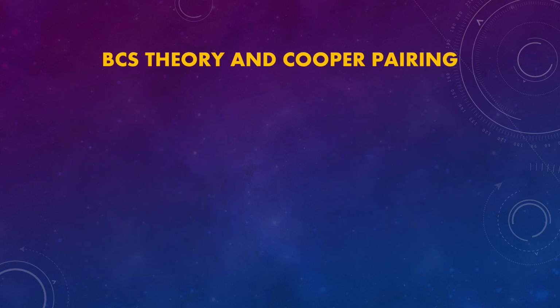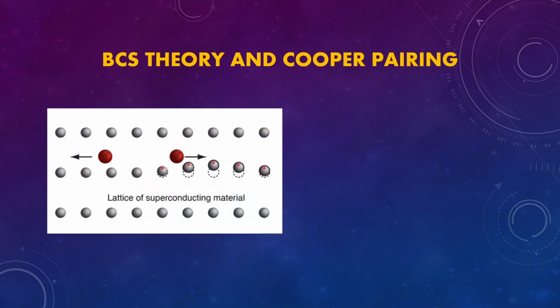BCS theory and Cooper pairing. The first microscopic quantum theory of superconductivity was given by Bardeen, Cooper and Schrieffer in 1957. So let's see how BCS theory describes the superconductivity. It involves two electrons bound in a Cooper pair coupled over the order of several hundred nanometers interacting in the lattice that is based on the order of just a few nanometers.